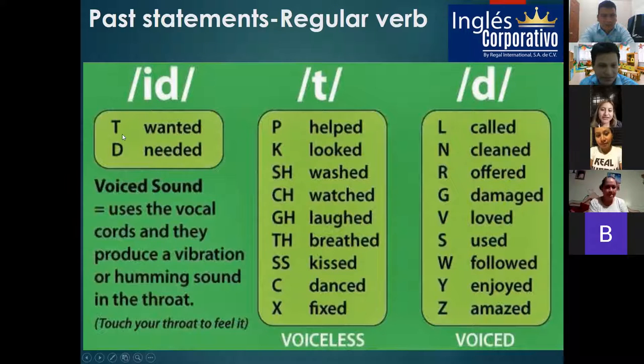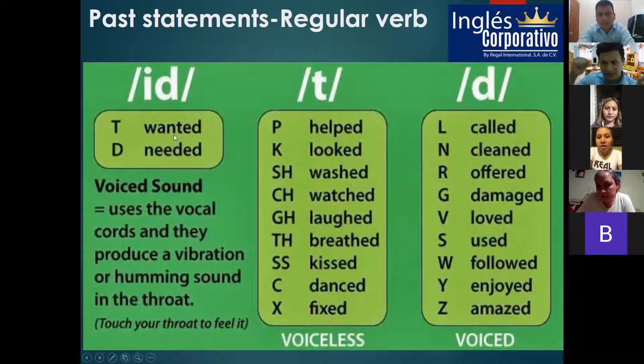If you want, you can take notes or take pictures. Los verbos que terminan con T or D van a sonar id siempre, que sean regulares. ¿Cómo así? Want. ¿Cómo termina? Want. Con T. Entonces, want. El pasado va a sonar wanted. Yeah, very good. Thank you, Wilfredo. Wanted.